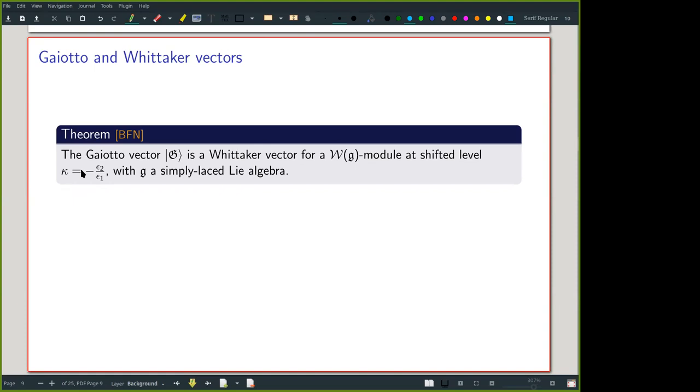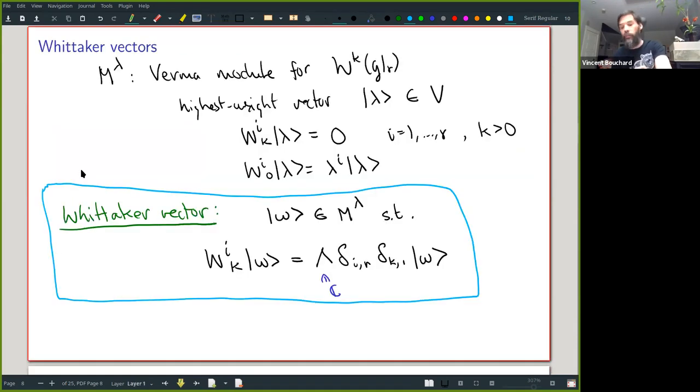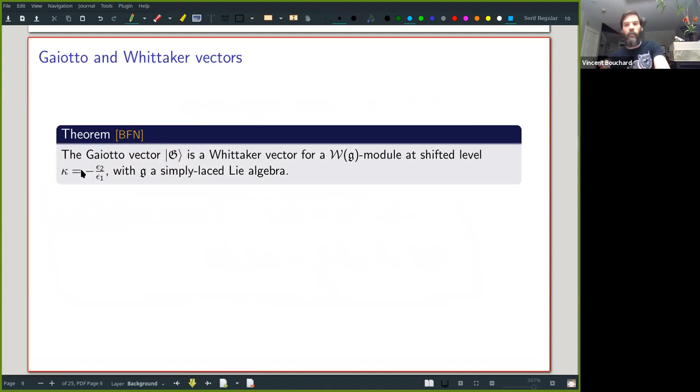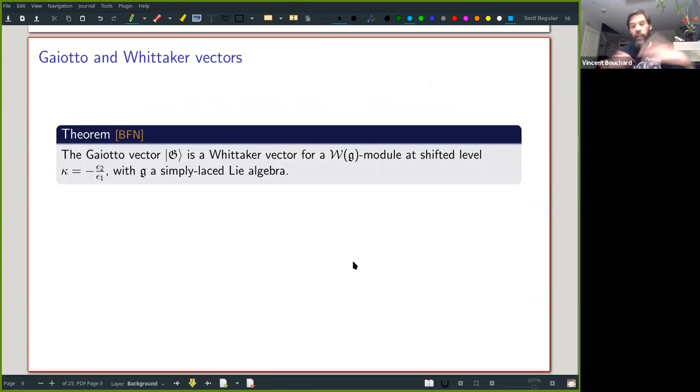Given a module, is the Whittaker vector unique? Yeah, that's a very good question. In fact, yes, that's something we prove, but it also follows from the theory of area structures. Given a Verma module, so a highest weight state on a Verma module, there's a dependence on the parameter lambda here, but then it is uniquely defined.